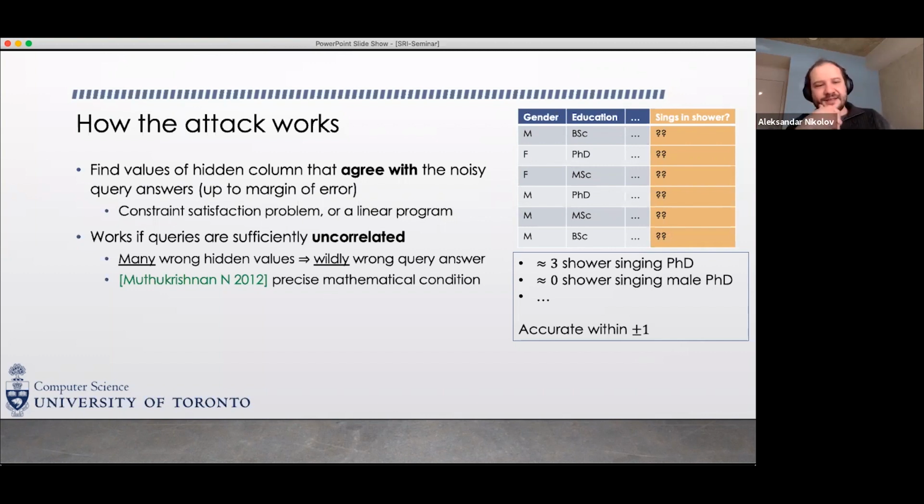Okay, and so this is not quite precise. What does it mean that the queries are sufficiently uncorrelated? But you can actually give precise mathematical conditions that guarantee that you can carry out these kinds of reconstruction attacks. One place we did that is in a paper that's pretty old now, with my advisor Muthu Muthukrishnan in 2012. We quantified what you need from these queries and what you need from how big the noise is in order for this attack to work.